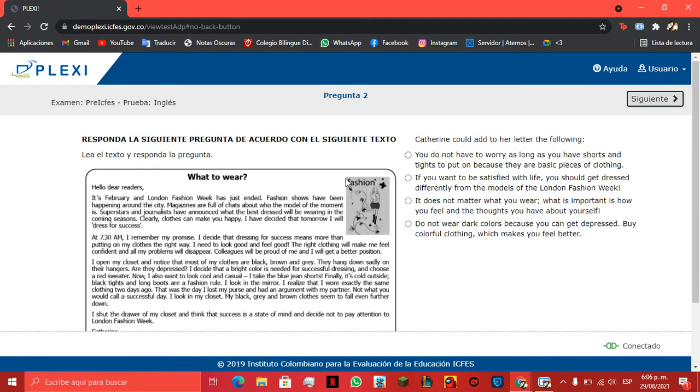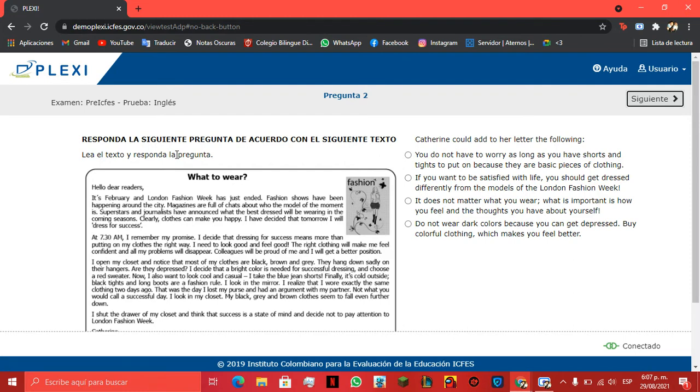We have a text. So, what to wear? Hello, dear readers. It's February and London Fashion Week has just ended. Fashion shows have been happening around the city. Magazines are full of chats about who the model of the moment is. Superstars and journalists have announced what the best dress will be wearing in the coming seasons. Clearly, clothes can make you happy. I have decided that tomorrow I will dress for success.